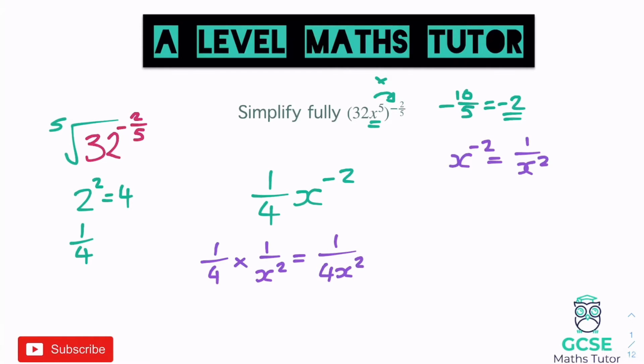Now for this particular question here, it does just say simplify fully, so we can write it in either of these ways, but it might be for whatever reason we might want to just write it as a single fraction. So it's always good to be able to know how to write these in different ways. So there we go, we can also write it as 1 over 4x squared, or we could just leave it as a quarter x to the minus 2. But there we go, that's how we're going to approach some of these questions.